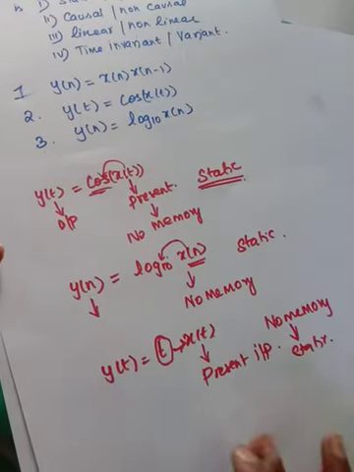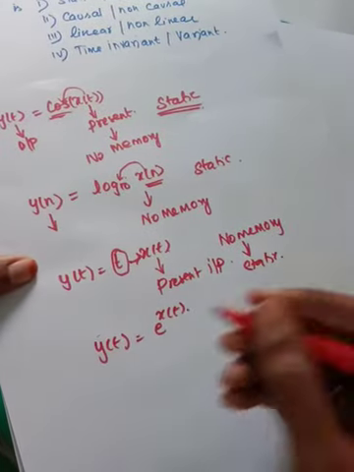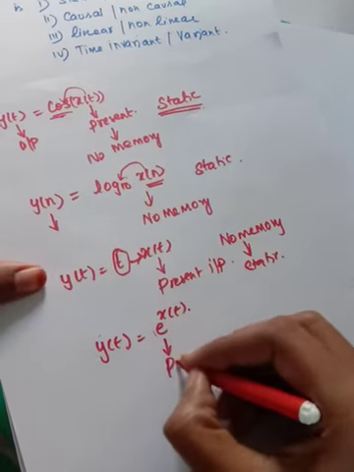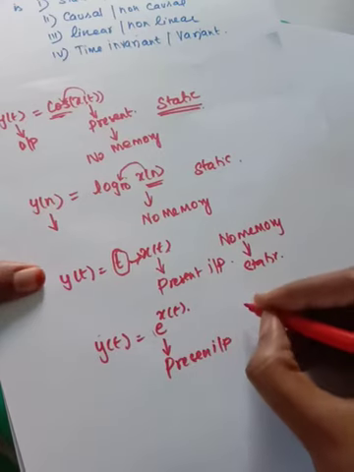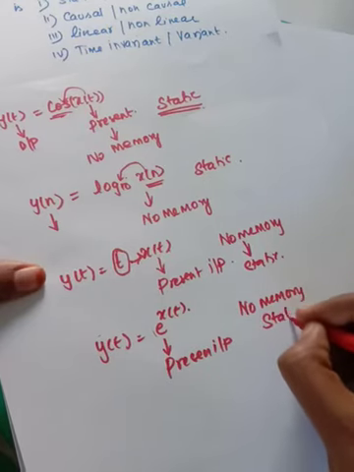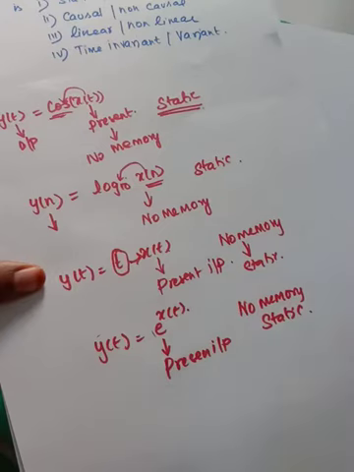What is the next problem? The next one is y of t is equal to e to the power x of t. Here also it is performing the exponential operation, so it depends only on the present input. No memory is required, so the system is said to be a static system. While solving problems you need to write it as a statement: the present output depends upon the present input only, so it does not require memory, so it is said to be a static system. Like that you need to represent. Now I hope you have understood the concept of static and dynamic systems.